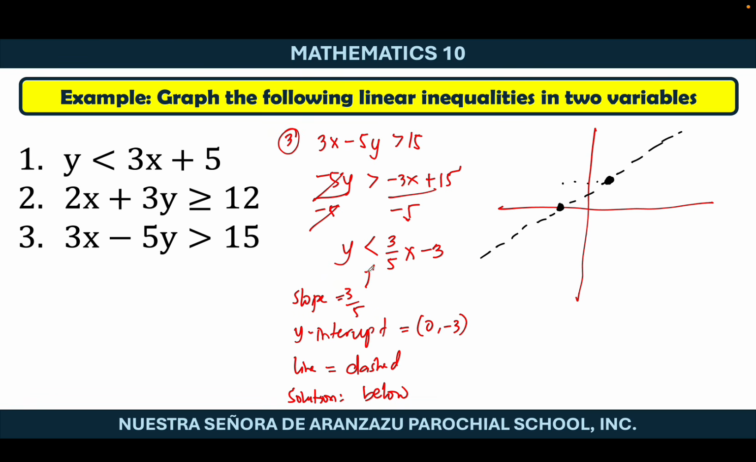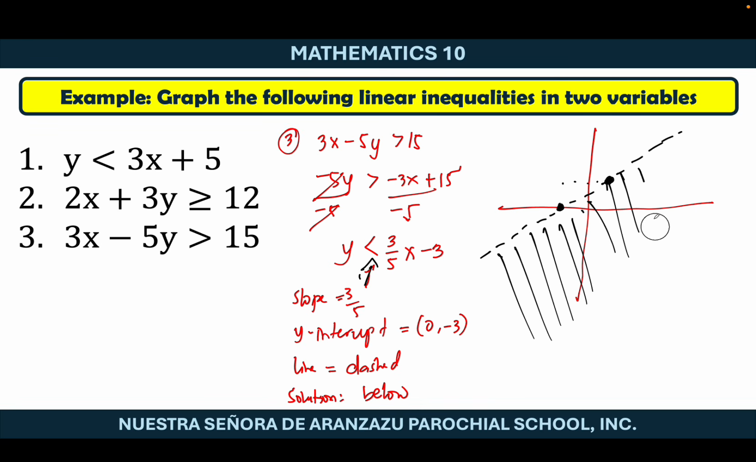Then, ano ang shade-shadan? So, ang ginamit dito, less than, so yung below. Okay? So, yan. That's for graphing the linear inequalities in two variables. Okay, let's test yung 0, 0.